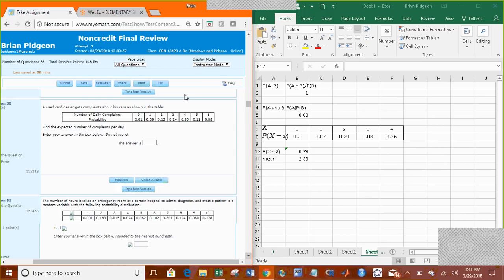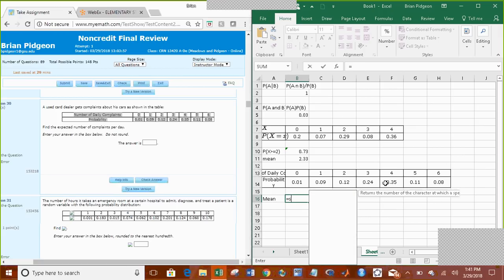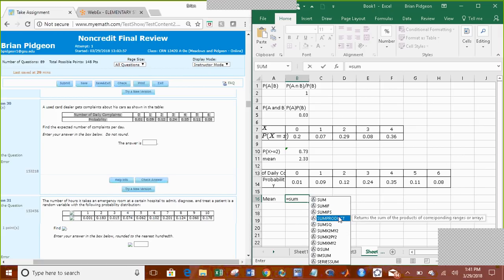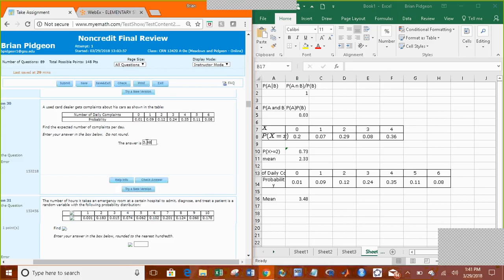Alright, so same question. Find the expected number of complaints if a used car dealer gets that many complaints in a day with that given probability. So it's the same thing, the mean. We want to take each X value, multiply by its probability, and add them all up. We do that all in one with sum product. We have all of our number of complaints, the X values, and all of the P values. So on average, we can expect about 3.48 complaints per day.